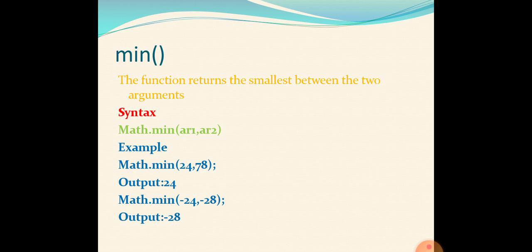Move on to the next one. It is similar to the max function. It returns the smallest among the arguments. So Math.min, argument 1, argument 2. In that case, the smaller value will be displayed.